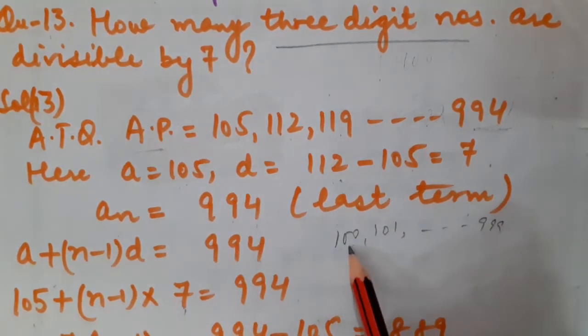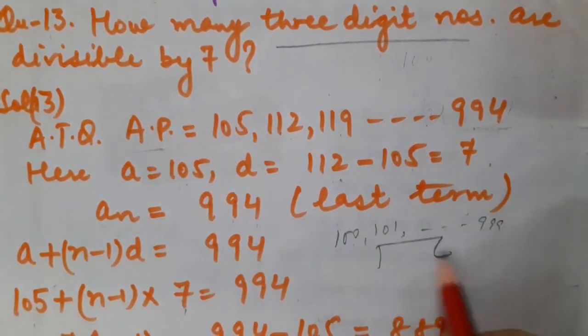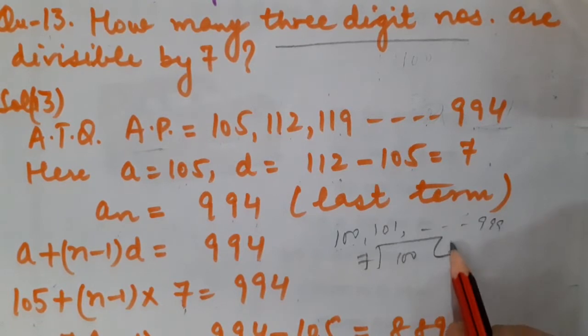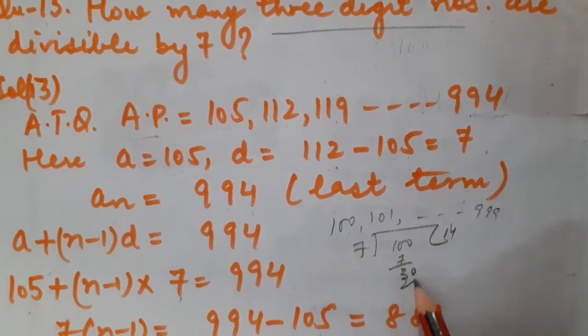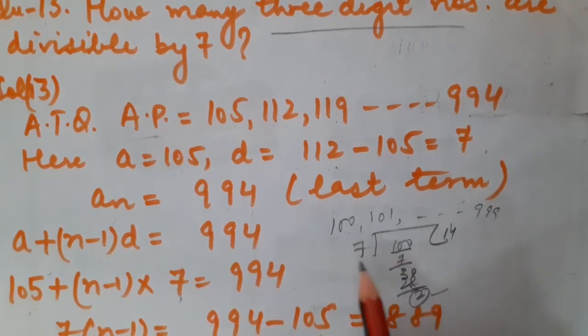When I divide 100 by 7, let us do its division once. 7 ones are 7, we get 3, 0, 30. Then 7 fours are 28. The remainder will be 2. So we can say that 100 is not exactly divisible by 7.